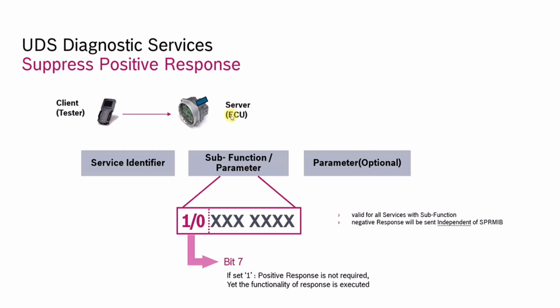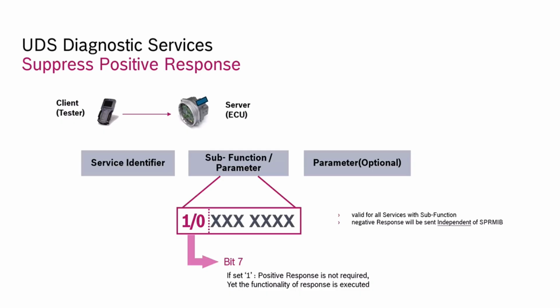Suppress positive response is only applicable whenever a subfunction is supported for that particular service. So here is the service identifier followed by the subfunction parameter and the parameter. This is optional. It is valid for all services with subfunction, and a negative response will be sent independent of this suppress positive response. Here, if you see carefully, we are suppressing only the positive response and not the negative response. The UDS specification will not allow us to suppress a negative response, because we need a negative response. We have to know what is happening, what went wrong in the system.